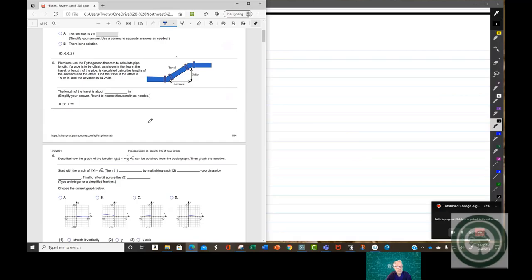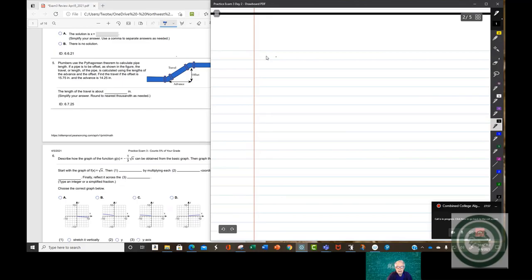Plumbers use the Pythagorean theorem. That's a squared plus b squared equals c squared. Plumbers use the Pythagorean theorem to calculate pipe length. If a pipe is to be offset as shown, the travel or length of the pipe is calculated using the lengths of the advance and the offset. In other words, advance squared plus offset squared equals travel squared. Or if you prefer, a squared plus b squared equals c squared.